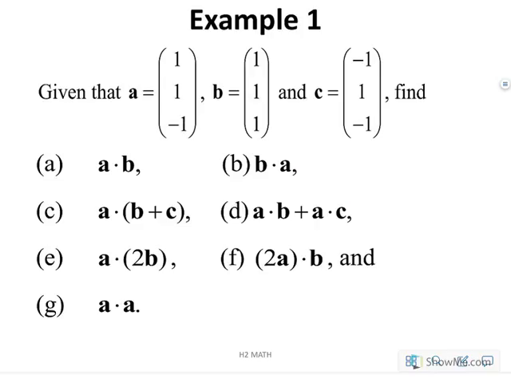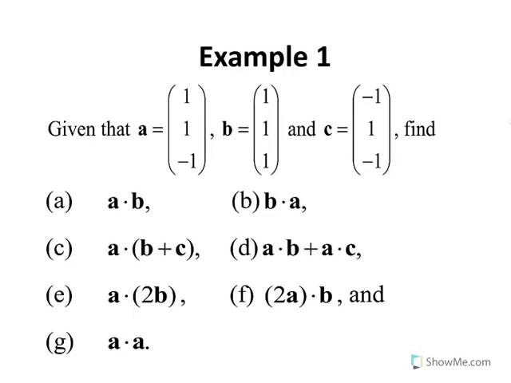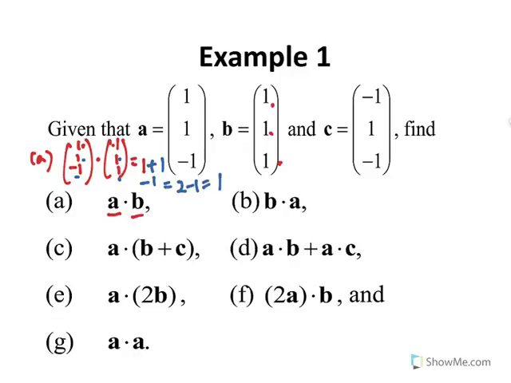So let's look at one example over here. a equals (1, 1, -1), b equals (1, 1, 1), c equals (-1, -1, 1). I'm just going to show you part A first. What's the scalar product of a and b? a is (1, 1, -1), and the scalar product with b, which is (1, 1, 1), is 1 times 1, you have 1, 1 and 1 again, and then negative 1. So the total is 2 minus 1, you get 1. The answer here is 1.